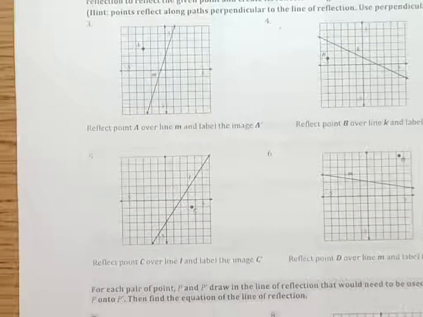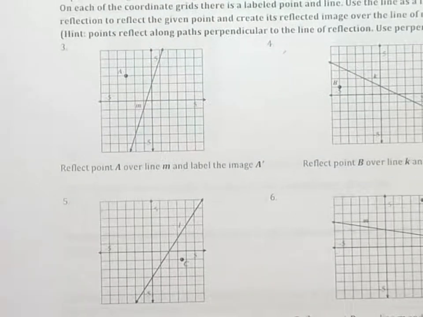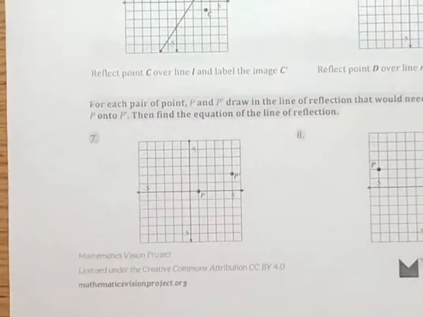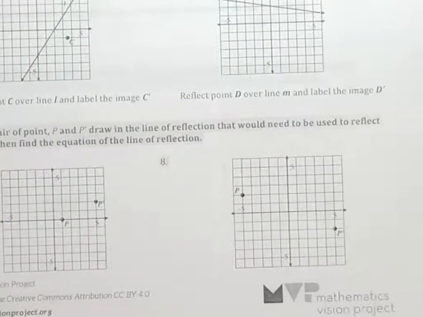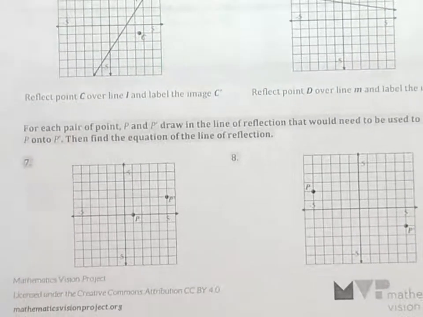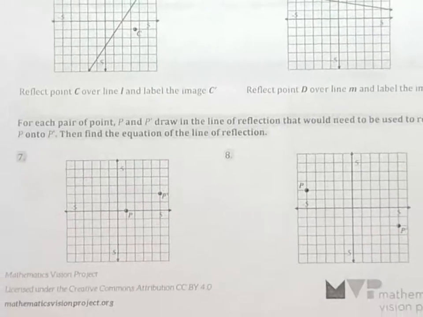Let's see if I can zoom in enough to make this. Oh, we don't need to do those. All right, so you only have to do the highlighted part. So I'll do, I don't know, I'll do 7 just because it's right here. So it says, draw in the line of reflection that would need to be used to reflect P onto P1. Then write the equation. So we did this in class today, okay?